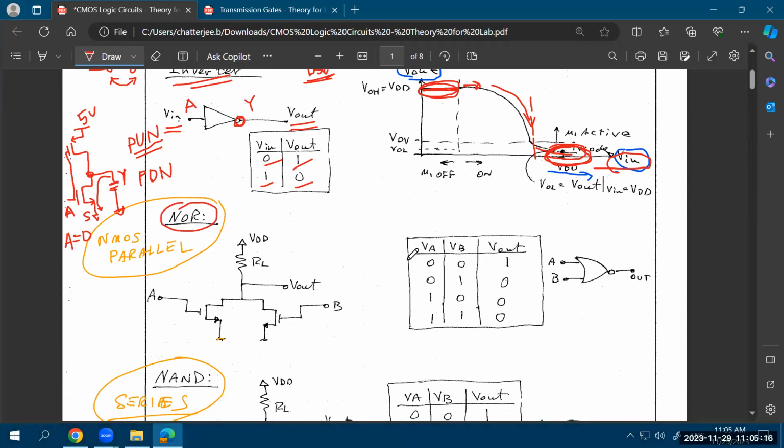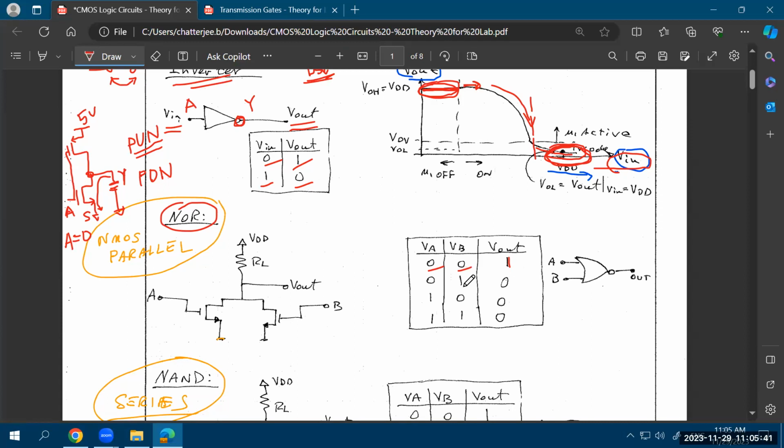What is a NOR gate? The truth table for a NOR gate looks like this: if A and B are two of your inputs, the output of the NOR gate will be equal to 1 only when the inputs are both 0. The output of the NOR gate will be 0 when any of the inputs is 1 or both the inputs are 1. That's the definition of a NOR gate. I'm assuming that all of you know what a NOR gate is. It's just an inverted OR.